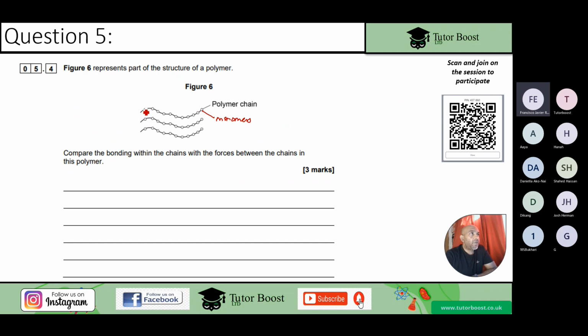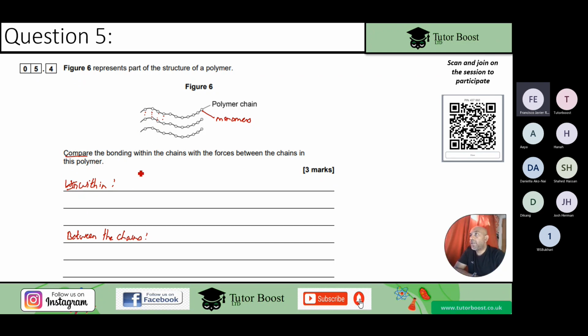So each of these monomers has bonding, these lines, and there are forces of attraction between the chains. So that's what they're asking. Compare the bonding within the chain with the forces between the chains in this polymer. So write down about the forces within the chain first and then between the chains. I'll give you 30 seconds. Write the answers on the mini whiteboard, please.